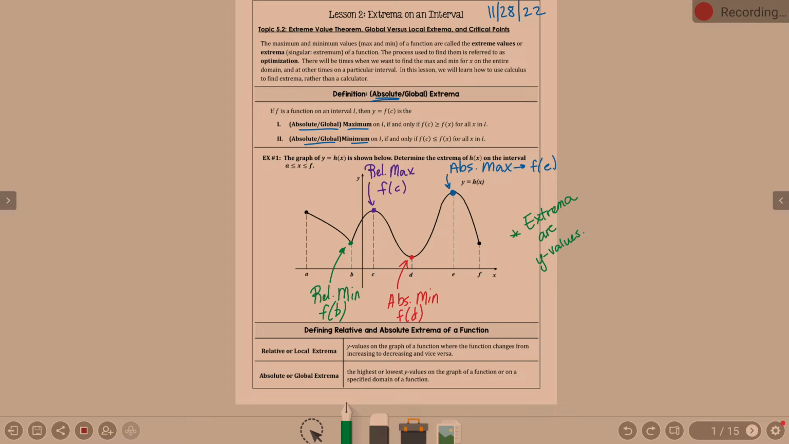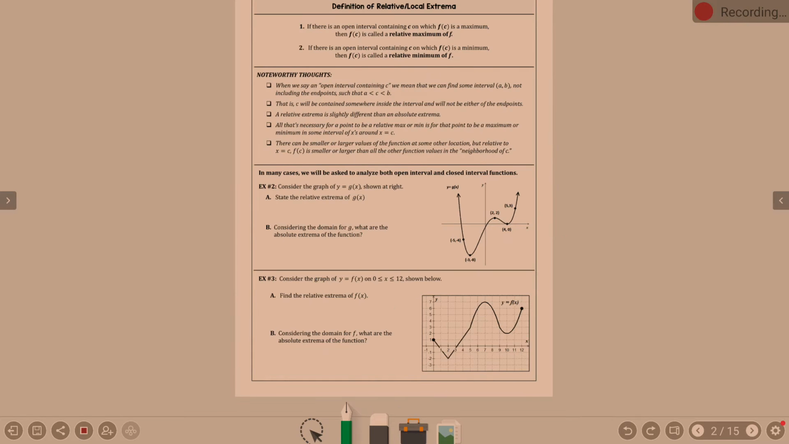You have to watch when questions are asked. If it asks for the relative max or relative min or just extrema in general, we're looking for the y value. Okay. Definition of relative or local extrema. If there's an open interval containing C, on which f of C is a maximum, then f of C is called a relative maximum. If there's an open interval containing C on which f of C is a minimum, then f of C is called a relative minimum. Again, it's just in the neighborhood, right? It's the min or max for that section of the graph.